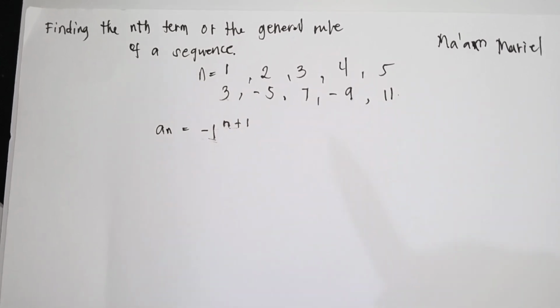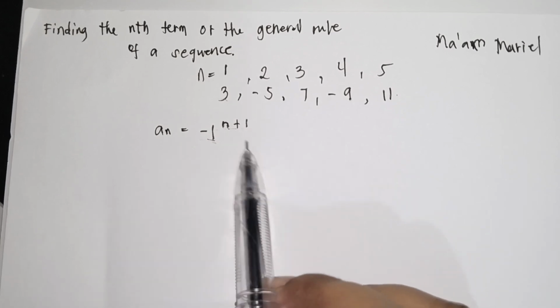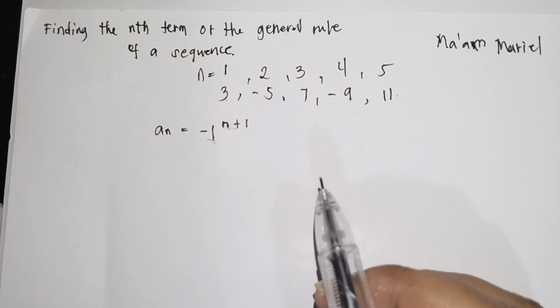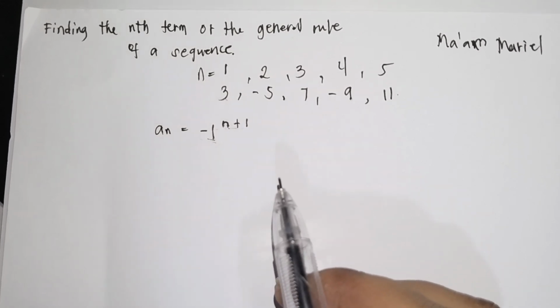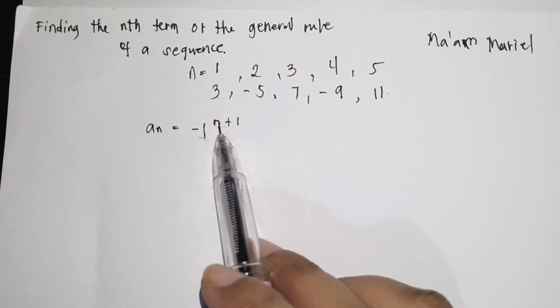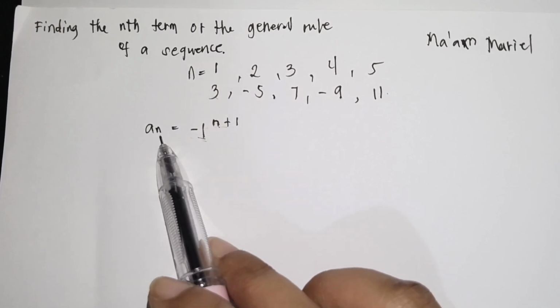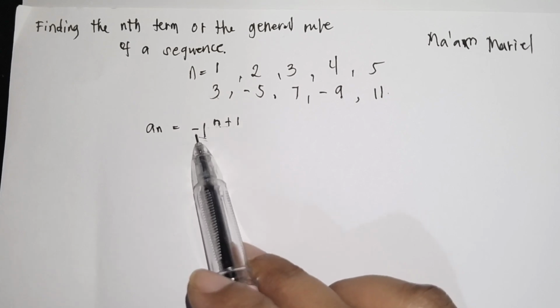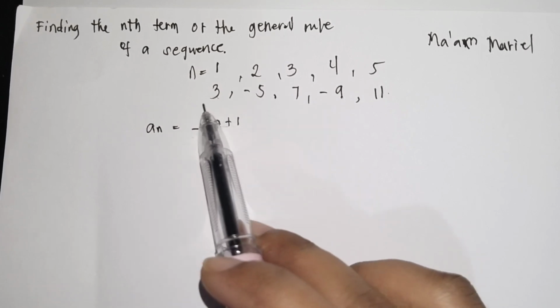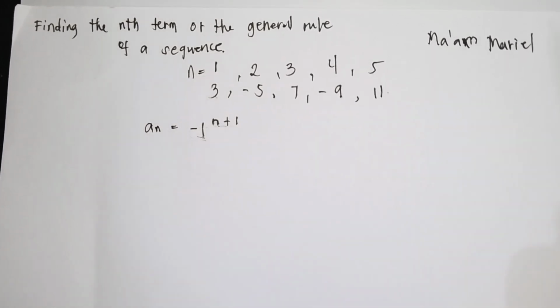Ganun po siya. Okay? So, ngayon, ang gagawin natin is, kailangan naman nating hanapin yung kasunod nito. Kasi, obviously, hindi pa ito yung tamang magiging rule natin in this one. Okay? Hindi pa po siya yung magiging rule. Kasi, when you actually solve this, negative 1 raised to, let's say, a sub 1, or hanapin natin yung first term, which is 3. Negative 1 raised to 1 plus 1 is negative 1 raised to 2. Negative 1 raised to 2 is just positive 1. So, hindi pa natin mahanap yung 3 doon. So, kulang pa siya.